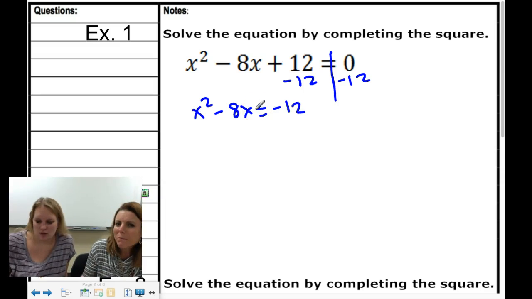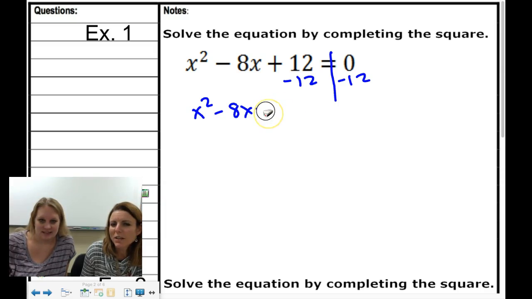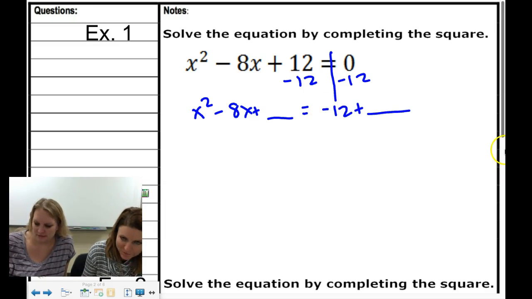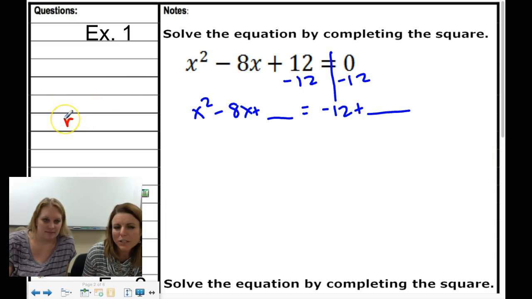Now remember, we have to move the equal sign too, because you want to do a plus and a line. Plus something equals negative 12 plus something. That something is going to be b over 2 squared. So maybe on a side note, let's write what b is, b over 2 squared.